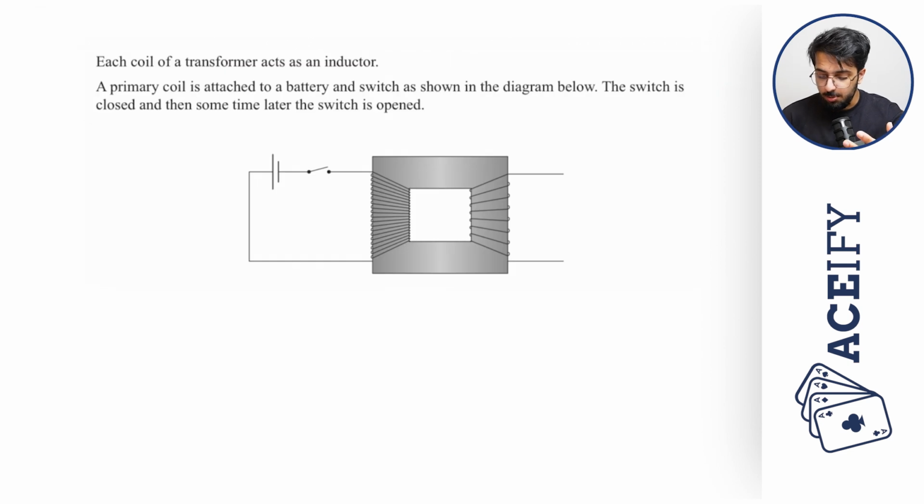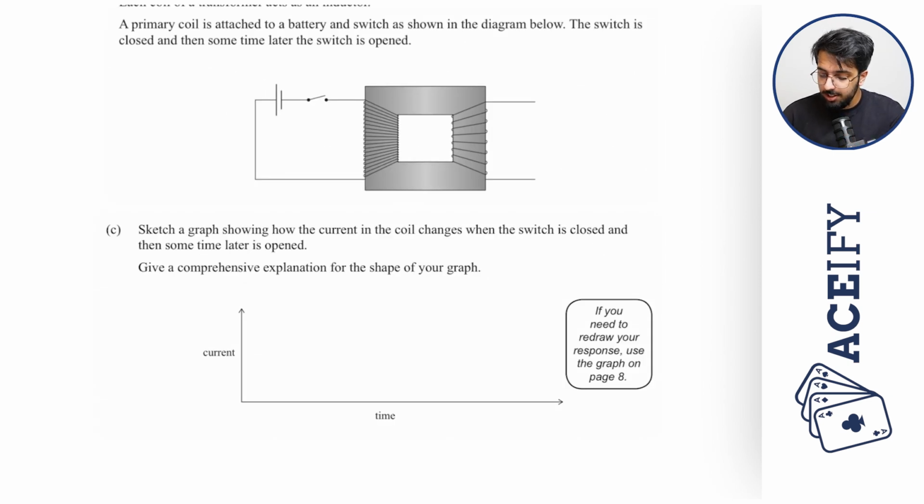Each coil of a transformer acts as an inductor. The primary coil is attached to a battery and a switch as shown in the diagram below. The switch is closed and then sometime later the switch is opened. Sketch a graph showing how the current in the coil changes when the switch is closed and then sometime later opened. Give a comprehensive explanation for the shape of your graph.